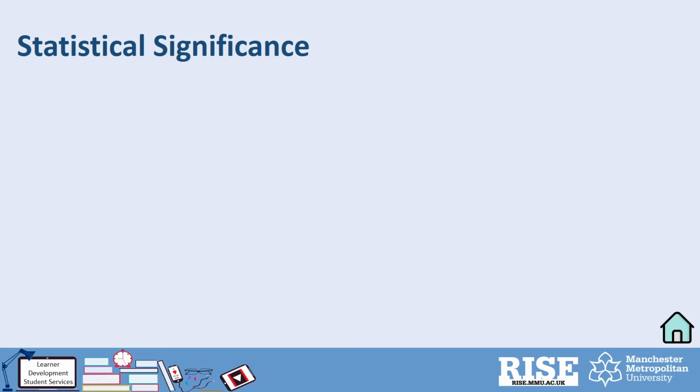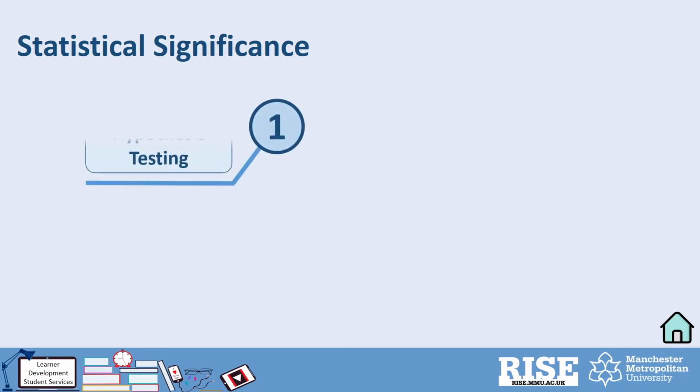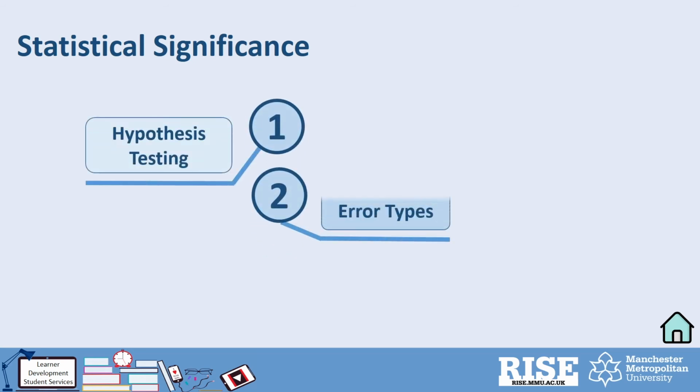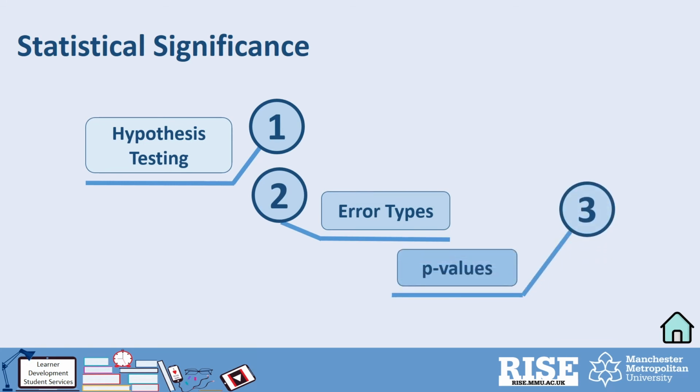Within the statistical significance strand, I have highlighted the following topics: hypothesis testing, error types, and p-values. Let's look at the first in a bit more detail.